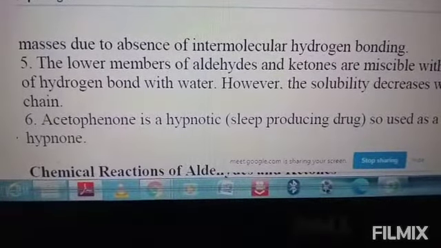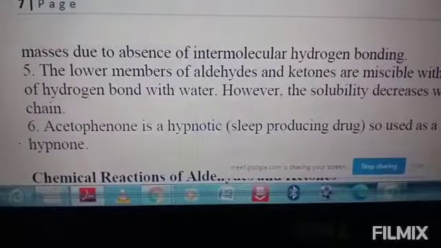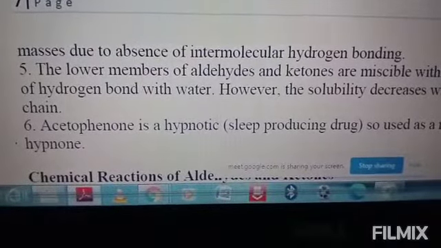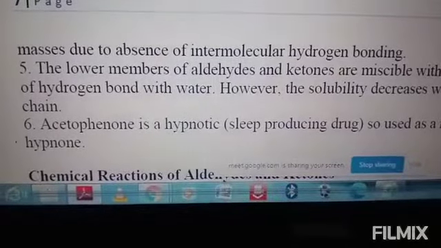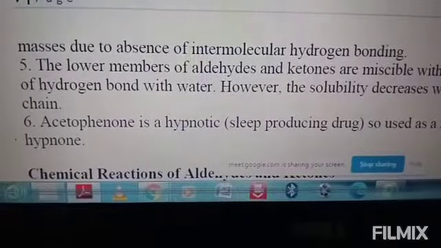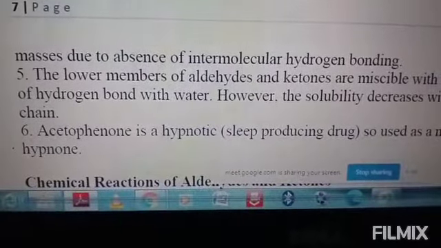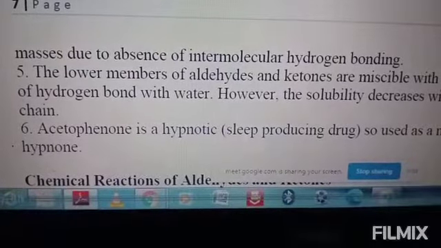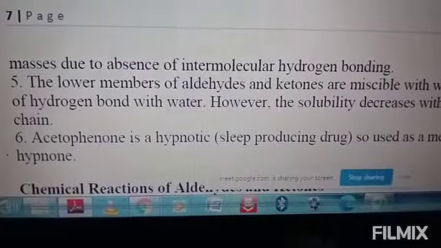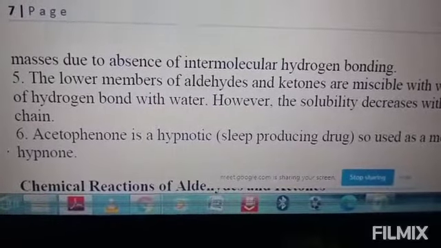The lower aldehydes have a sharp pungent odor. Always remember, lower aldehydes will have a pungent odor. And when the size increases, the odor gradually decreases. That means when higher members are there, it gives a sweet smell. Many naturally occurring aldehydes and ketones are used for blending of perfumes or flavoring agents. So the uses of higher aldehydes are as flavoring agents. This is what we have here.